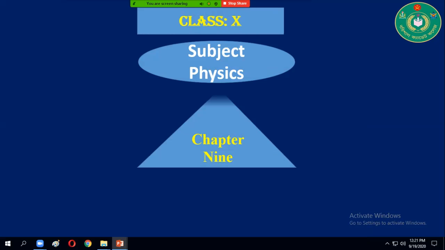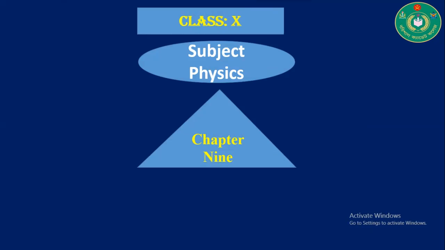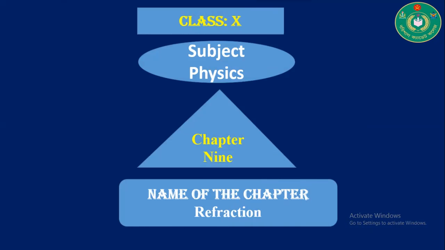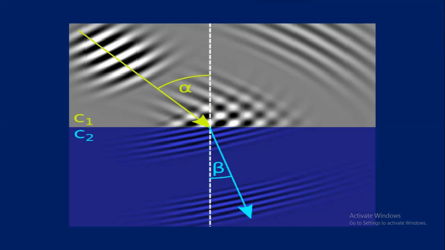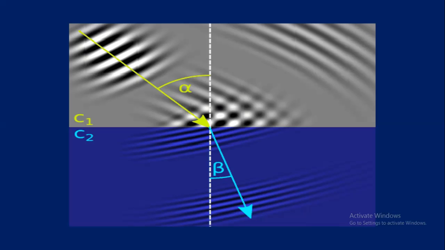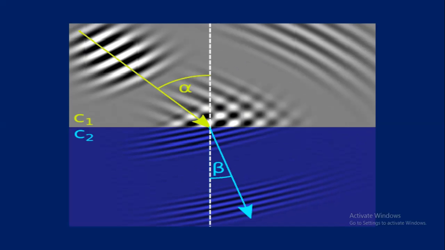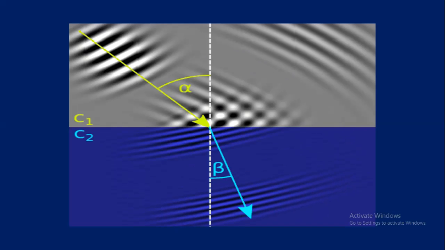Today we are going to discuss chapter 9, and the name of the chapter is refraction. At first, observe this diagram and think about what you have observed in it. It's a kind of refraction that is going to happen in this diagram.